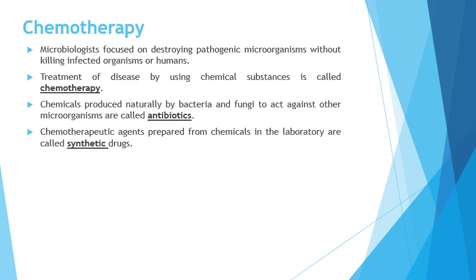In 1928, Alexander Fleming discovered the first antibiotic. He observed that the Penicillium fungus made an antibiotic, penicillin, that kills bacteria. In the 1940s, penicillin was tested clinically and mass produced. Chemotherapeutic agents prepared from chemicals in the laboratory are called synthetic drugs. A synthetic drug is also used for prevention from bacteria or microorganisms.